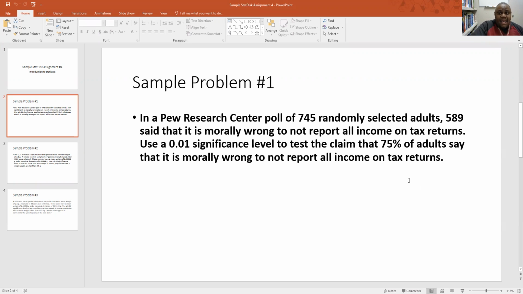Okay, so this is a hypothesis test. So here we're testing a claim about a population proportion. And how do I know that? Because I have the percentage of 75%, or as a decimal, 0.75. So it tells me I'm testing a claim about a population proportion. And this can be done in StatDisk. So we're going to go directly to StatDisk.